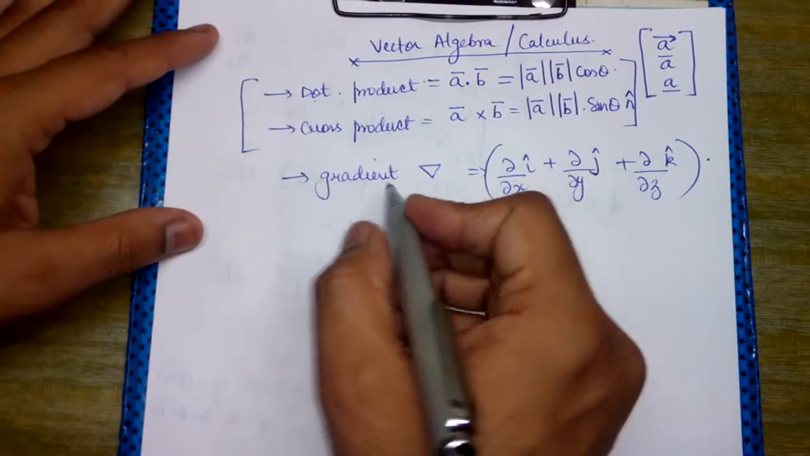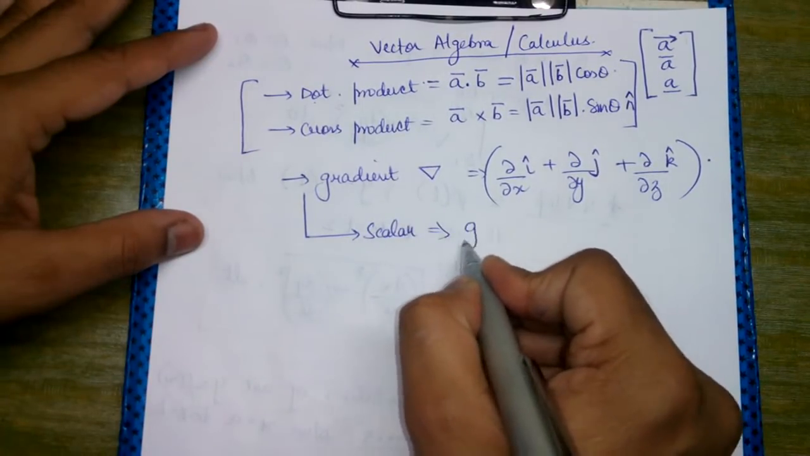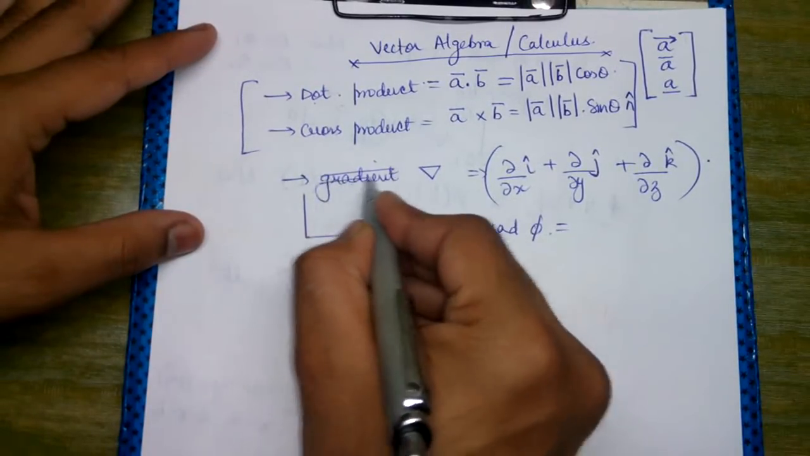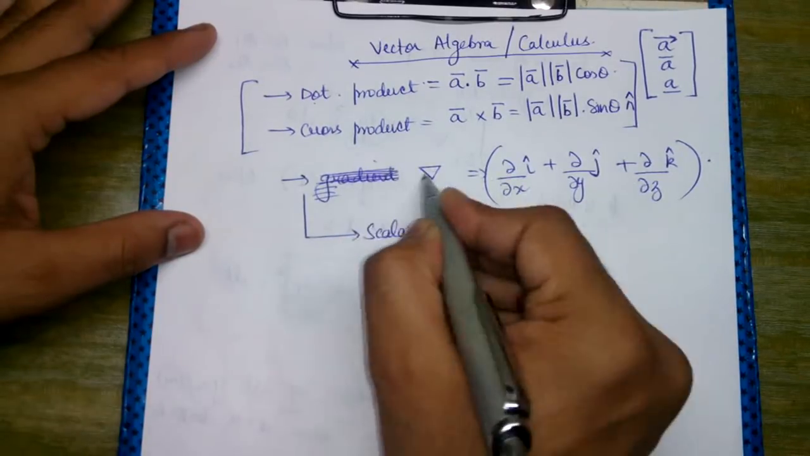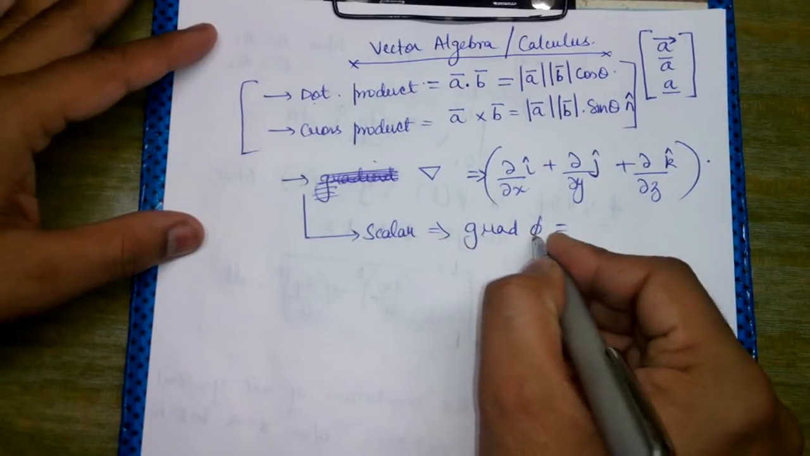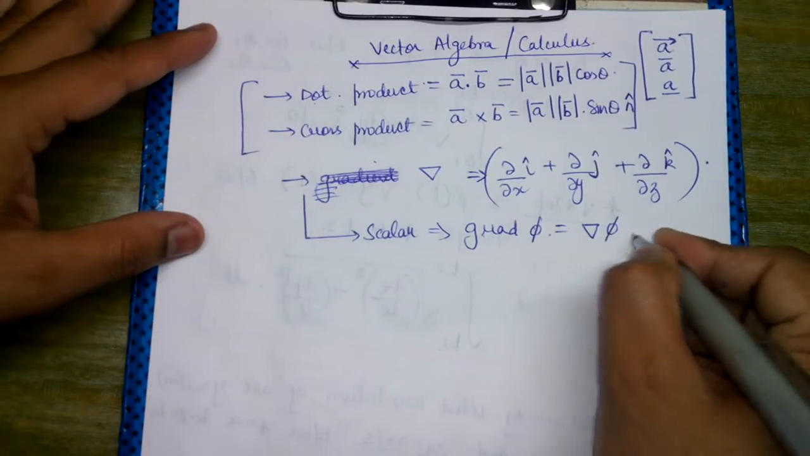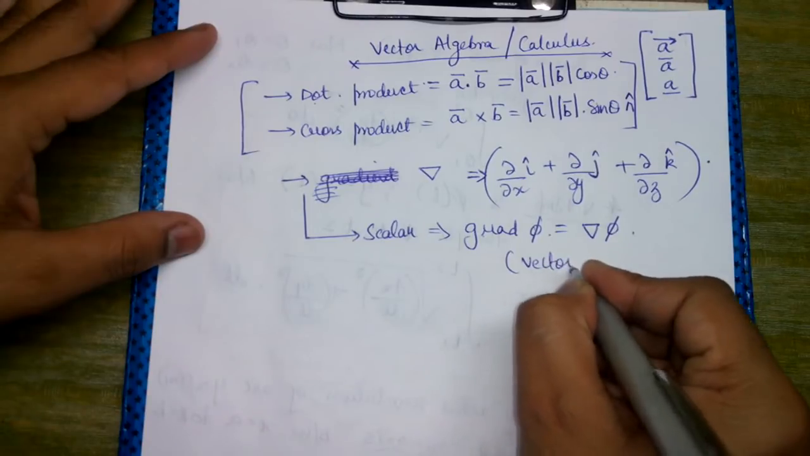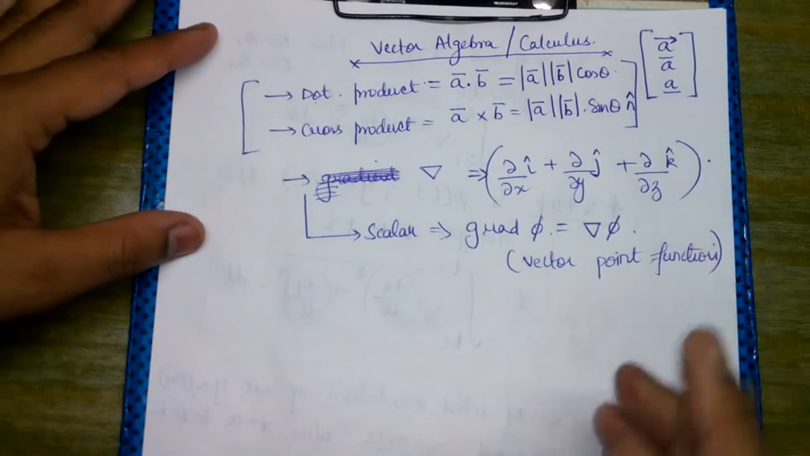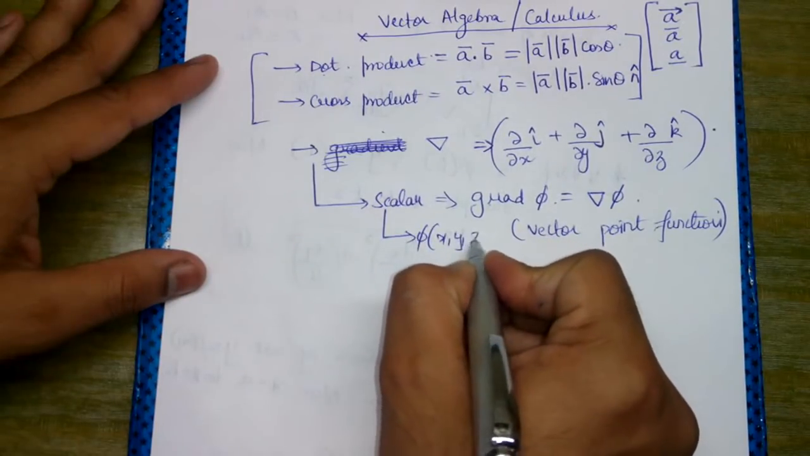Now if we are talking about the scalar part, it is the gradient of phi. Sorry, this is not the gradient, this is simply the nabla operator, and the scalar part is actually the gradient of phi. This is equal to nabla of phi, and this is the vector point function. It is represented as phi of x, y, z.